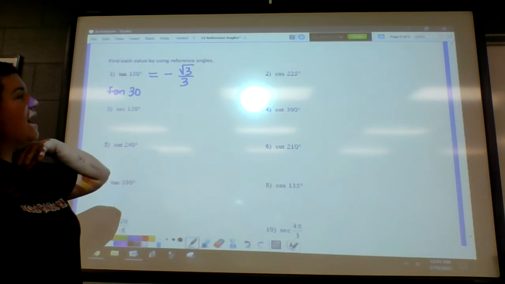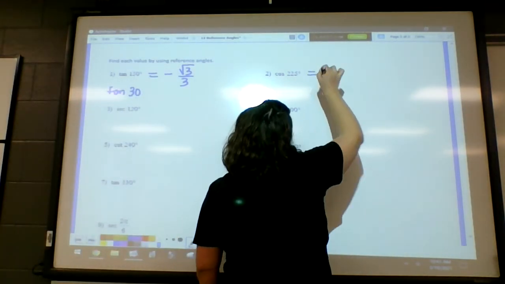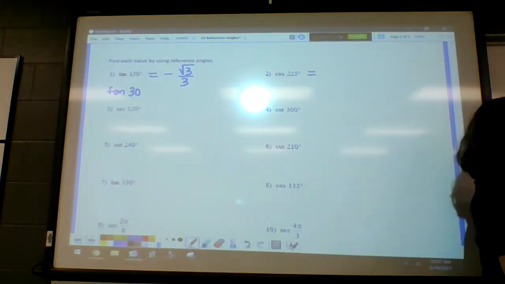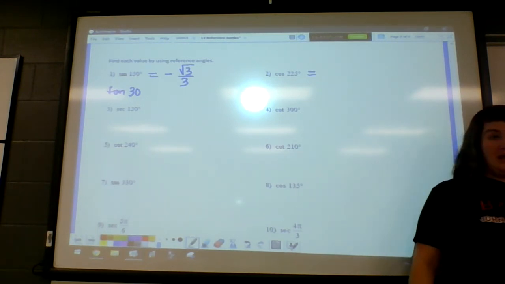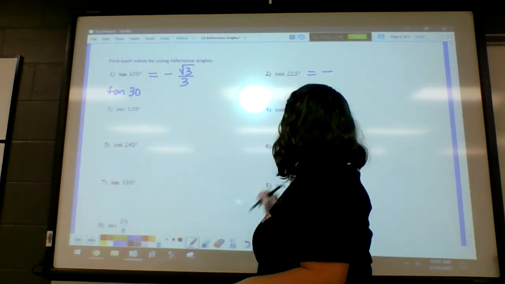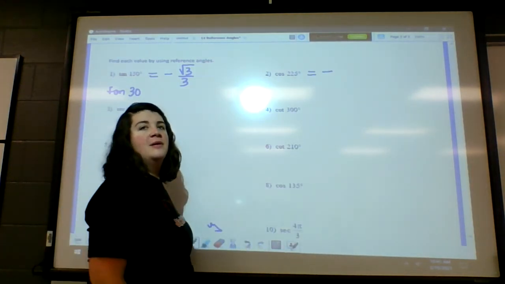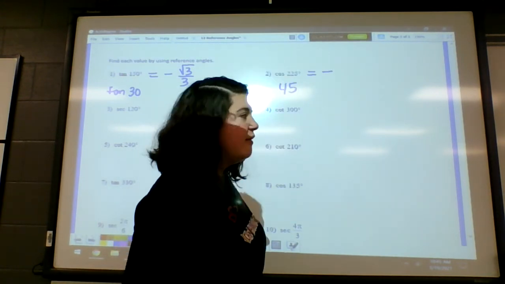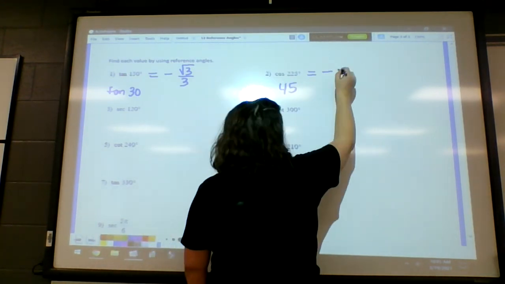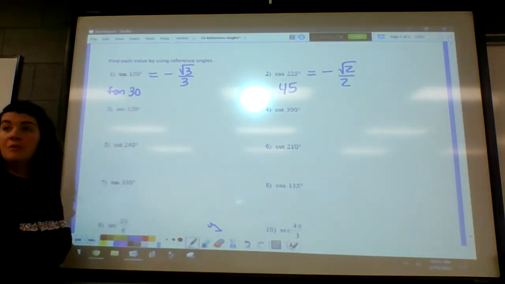All right, cosine of 225. Let's start off with where 225 is at, what quadrant? The third. Is cosine going to be positive or negative? Negative, because the only thing positive is tangent and its reciprocal, right? So this is also a negative. And what is the reference angle for 225? A 45. And so what's the cosine of 45? Square root of 2 over 2. So this value is negative square root of 2 over 2.